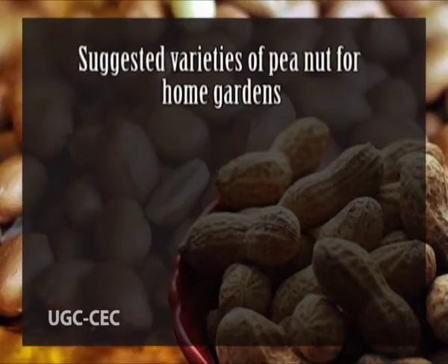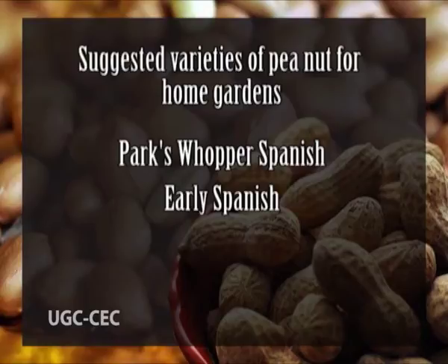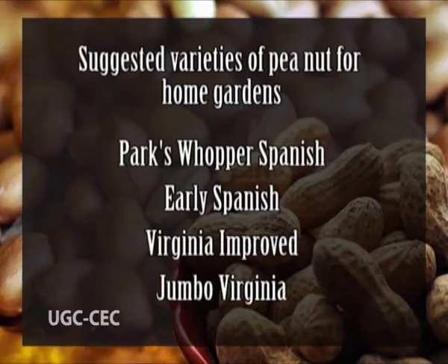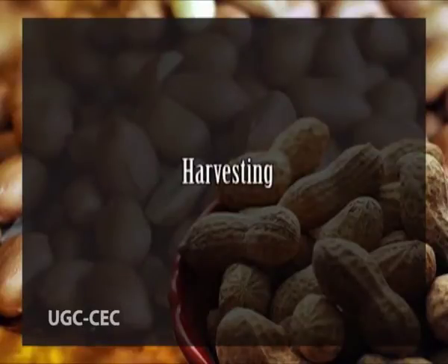Some of the suggested varieties of peanut for home gardens include Park's Whopper, Early Spanish, Virginia Improved and Jumbo Virginia. Variety Park's Whopper has large seeds, Spanish is an early variety with small seeds and Jumbo Virginia has short pods with large seeds. Now harvesting.